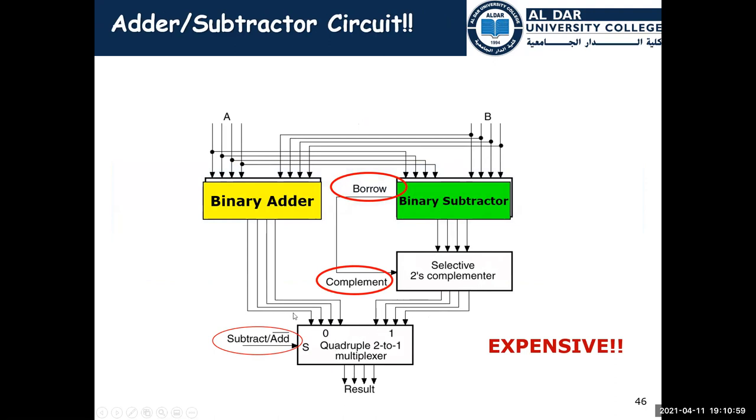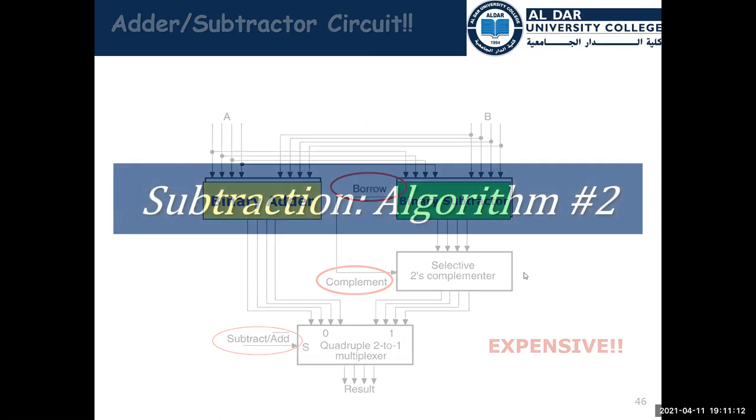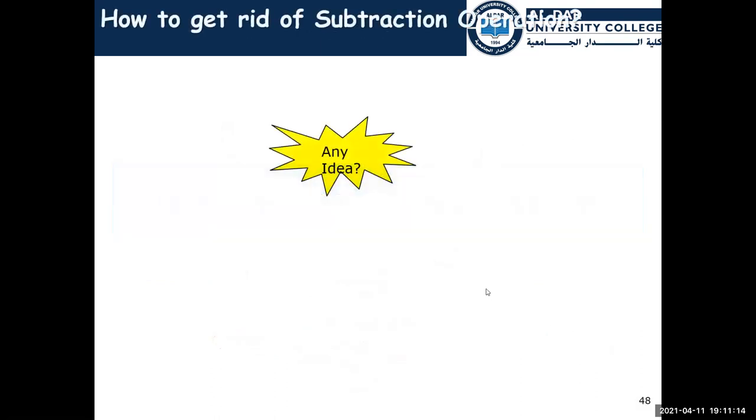If it is addition, we get the result to the left. And if it is subtraction, we get the result to the right-hand side. It's a complete binary subtractor circuit and binary adder circuit together in one circuit. And this is very expensive, but we have the other algorithm that is very efficient and maybe not too expensive compared to the previous one. So M minus N is equivalent to M plus 2's complement of N.